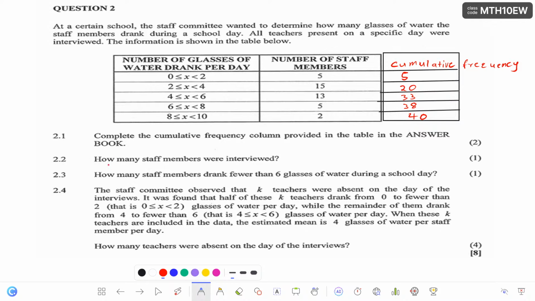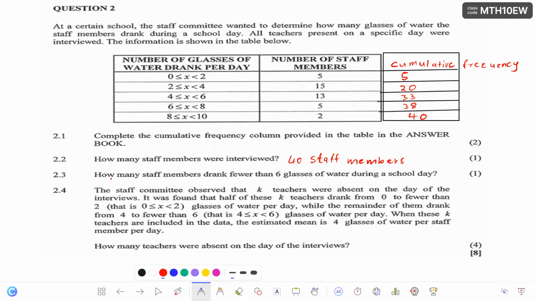So 2.2, they said how many staff members were interviewed. If you want to know the total number of staff members that were interviewed, you're going to take the last number, which is 40. So there were 40 staff members. So okay, let's check the next one.